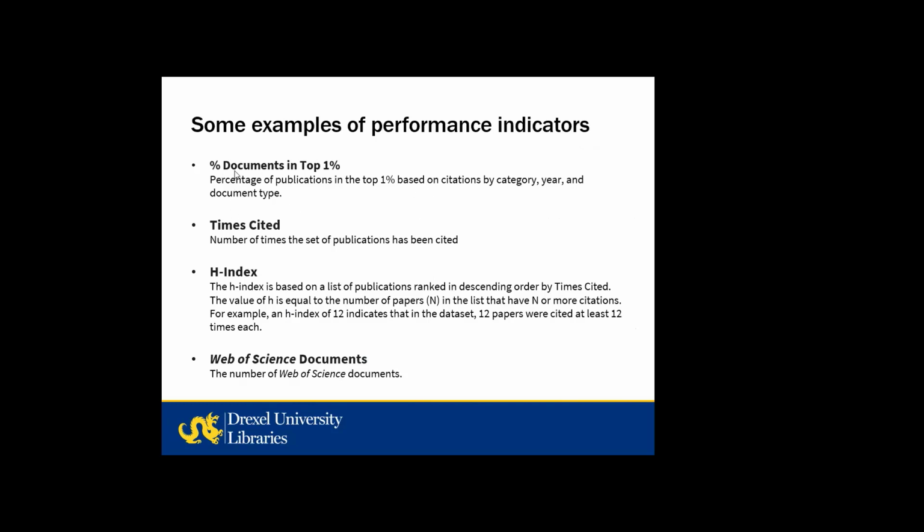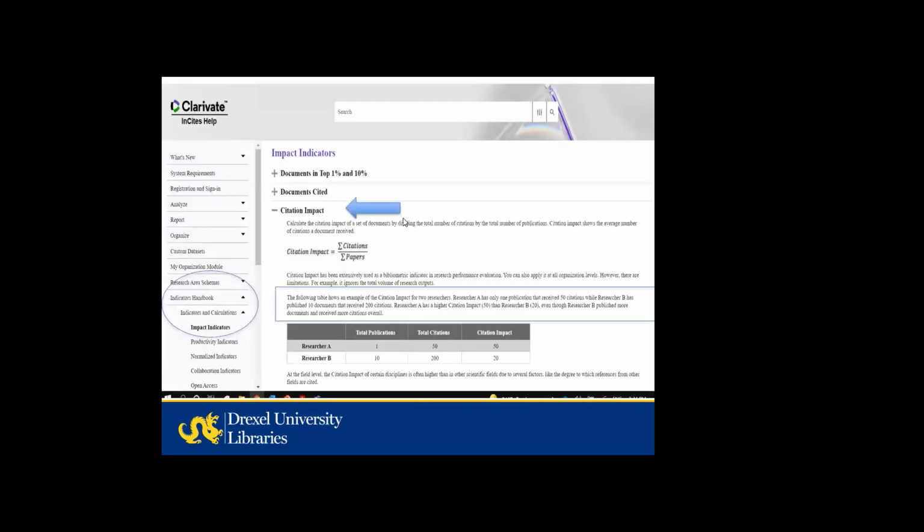So these are basic definitions: percentage documents in top 1%, times cited, you probably know, and so on. Total number of Web of Science documents are all performance indicators. But there are many other performance indicators available, as I mentioned, and you will need to add those indicators as you move forward. So what is citation impact?